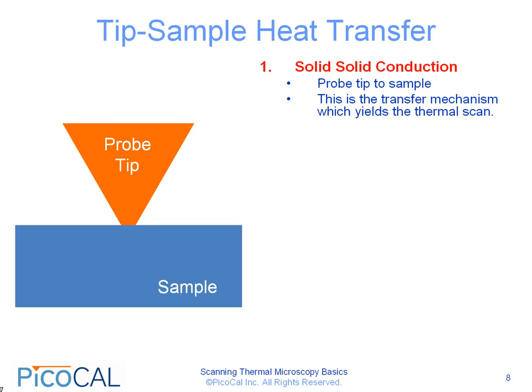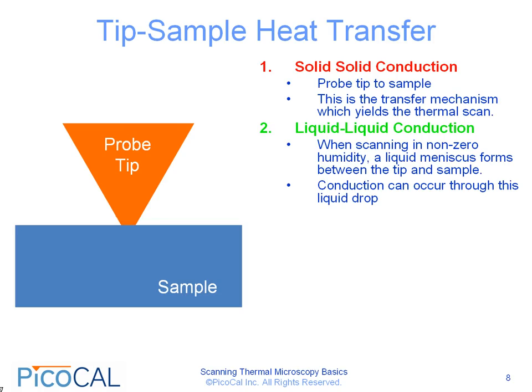The first of these is liquid-liquid conduction. If we're scanning in a non-zero humidity environment, a liquid meniscus will form between the probe tip and the sample. Essentially, a tiny droplet will form right at the tip of the probe near the sample. With this liquid, conduction can occur through this liquid drop, as shown by the arrows here. And this, as you can see, will decrease the spatial resolution of the scan.